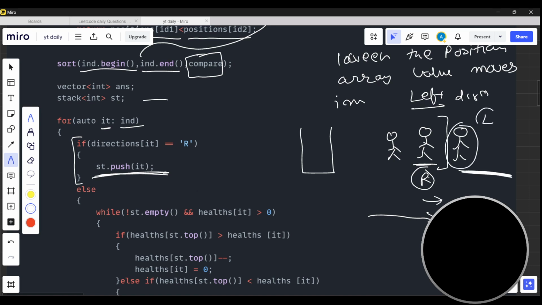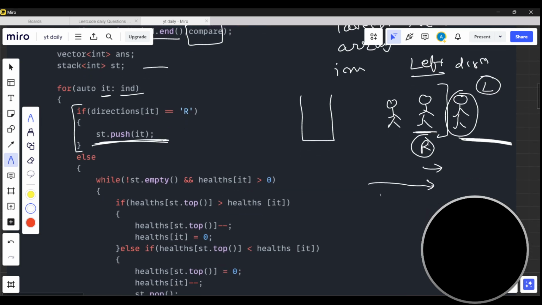And if the robot is moving in left direction, let's say I have one robot here, I have one robot here which is moving in right direction. So let's say if I have a robot which is moving in left direction with some health. Let's say it is 12. It is 11 and it is 12. Firstly, it will collide with this robot.